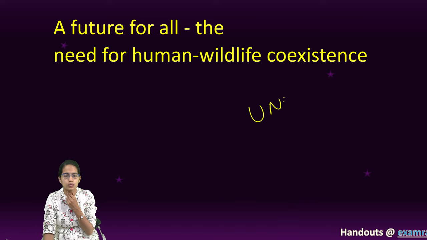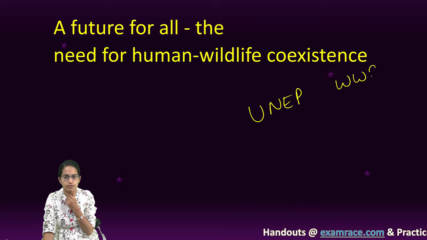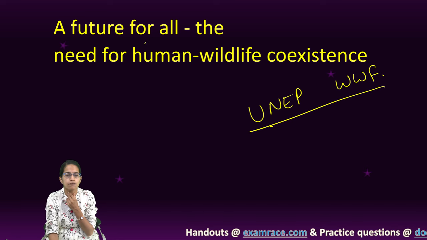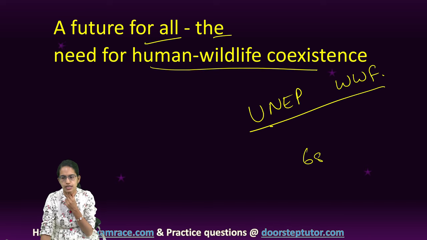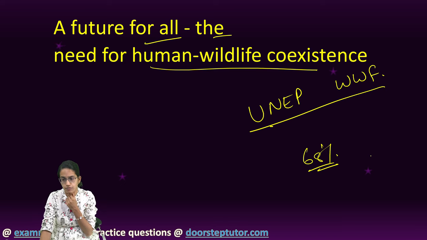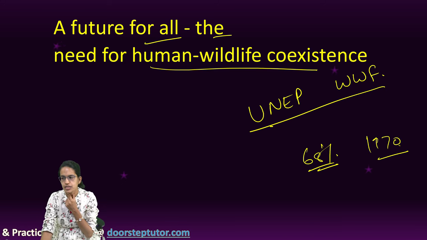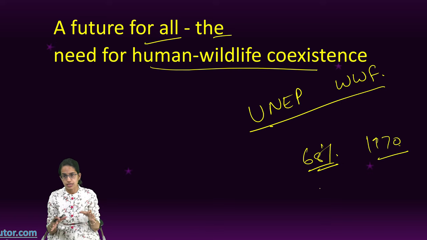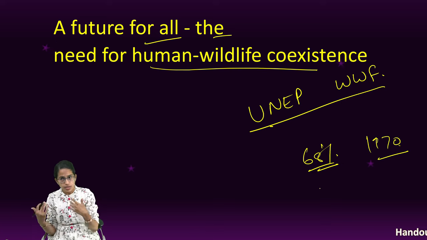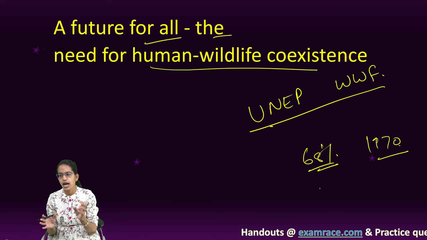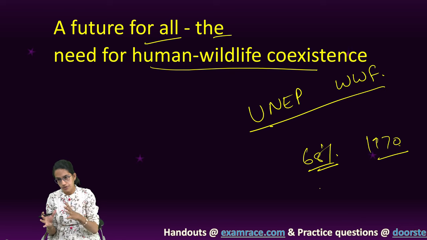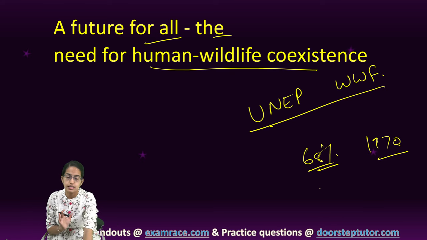The next is the UNEP and WWF common project, Future for All, the Need for Human Wildlife Coexistence. Here we have seen a 68% decline in wildlife since the 1970s. Also, human wildlife conflict has increased with increasing urbanization and industrialization, their spaces are decreasing, and when humans are living along with wild animals, the impact on human livelihoods has been significant.